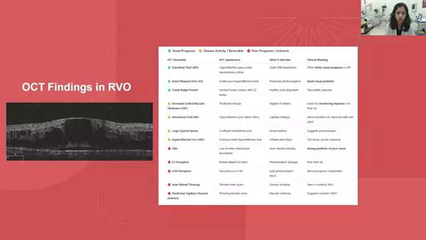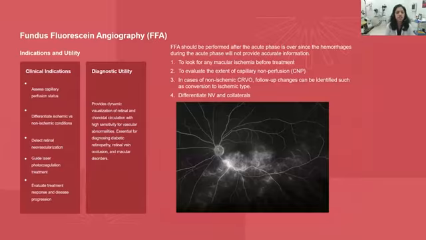Another important investigation, of course, is fundus fluorescein angiography for assessing the capillary perfusion status, differentiating ischemic versus non-ischemic conditions, to detect especially retinal neovascularization, because FFA is the gold standard for detecting retinal neovascularization in case you cannot see it clinically, and to guide laser photocoagulation, especially in BRVO, and evaluate treatment response and disease progression. So it provides a dynamic visualization of the retinal and choroidal circulation with high sensitivity for vascular abnormalities like RVO, and that's why it's very important in RVO.